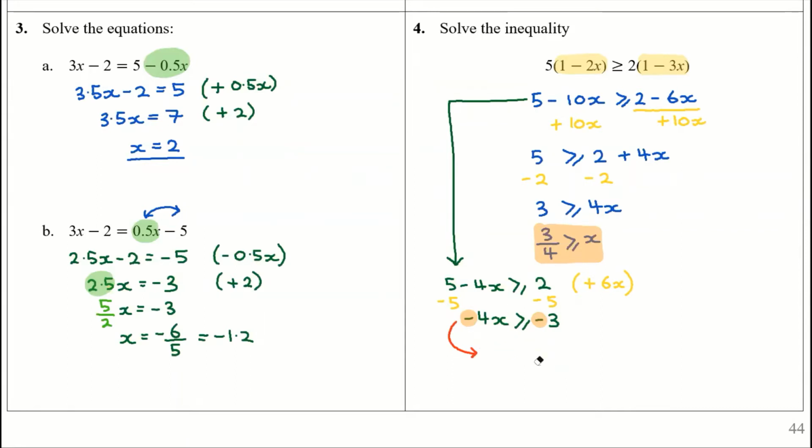So the trick, and it is a trick at first glance, is to switch the inequality around. If you're dividing through by a negative, which is what I've done here, I've divided through by negative 4, I'm forced by convention to switch the inequality round. So the inequality has to switch round and I get 3/4.